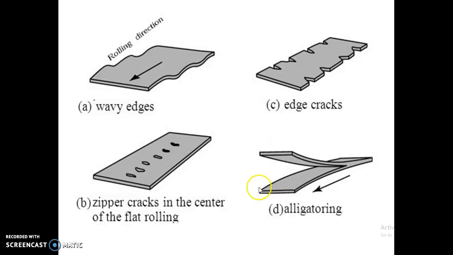Alligatoring, as I have said, is shear obtained throughout the path. So what does this arrow mark resemble? This arrow mark resembles the direction of the feed. This is the direction of feed, and shear is obtained along the direction of the feed. This is called alligatoring. So these are the four internal structural defects which create an impact on the structure.